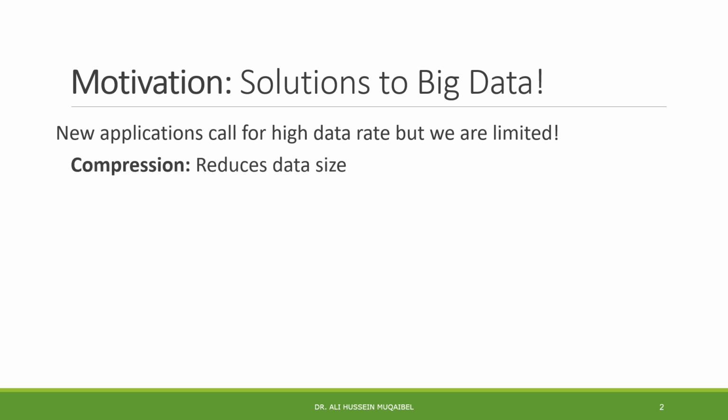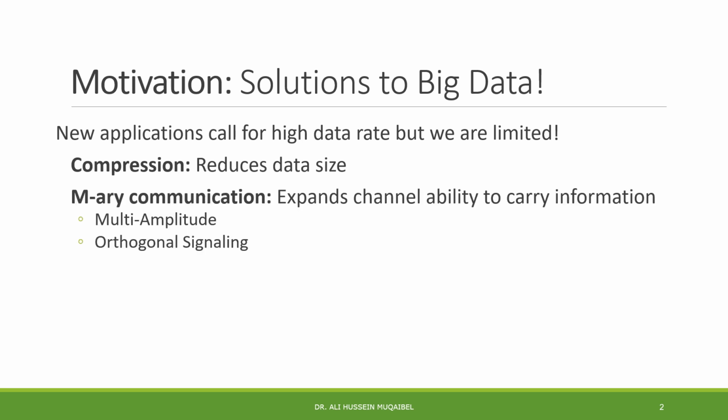Now, what's the solution to this? We have two solutions. The first one is compression. We can compress the data, reduce the data size, but unfortunately, this is beyond the scope of our video. It's an important solution, but it's beyond our scope now. The second solution is to use M-ary communication. What does M-ary do? M-ary will expand the channel ability. We are limited by the channel, but by using M-ary communication, we kind of expand the channel ability to carry information. There are two types of M-ary. We'll cover both of them, multi-amplitude and orthogonal signaling.